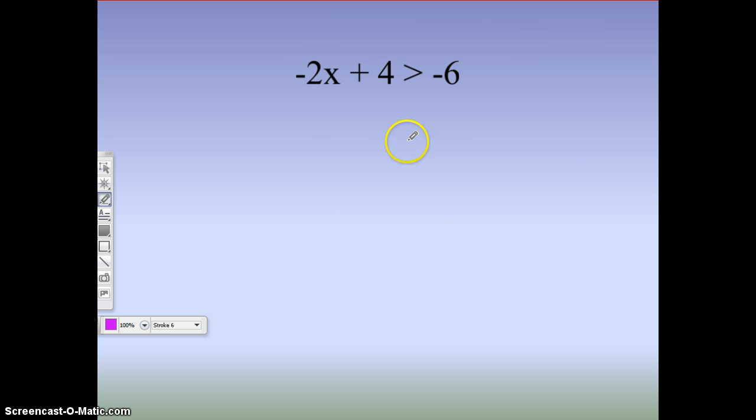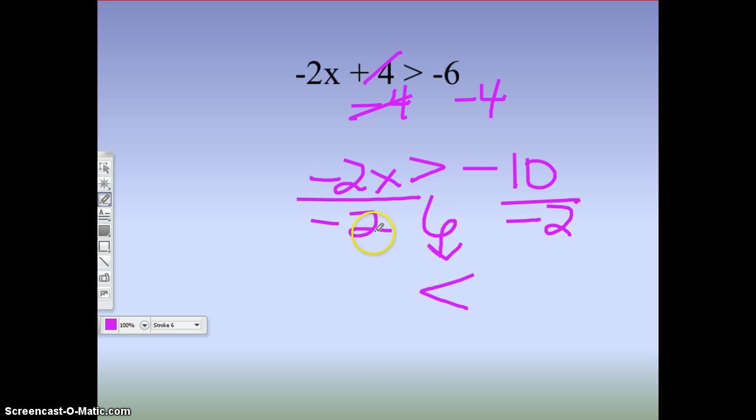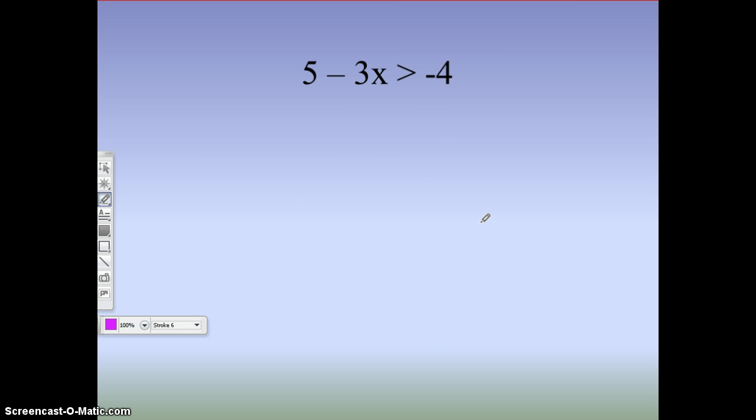In this case, we'll have to do a couple of steps. We need to isolate the variable by getting rid of that 4. Negative 2x, negative 6, negative 4 gives us negative 10. We'll want to divide by negative 2, but again, if we divide by a negative number, we have to flip the operator. Negative divided by negative. Negative 10 divided by negative 2 gives us positive 5. Don't forget to flip the operator.